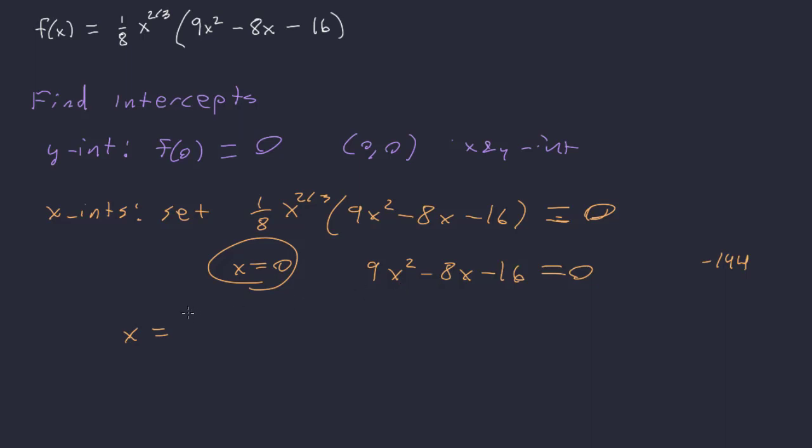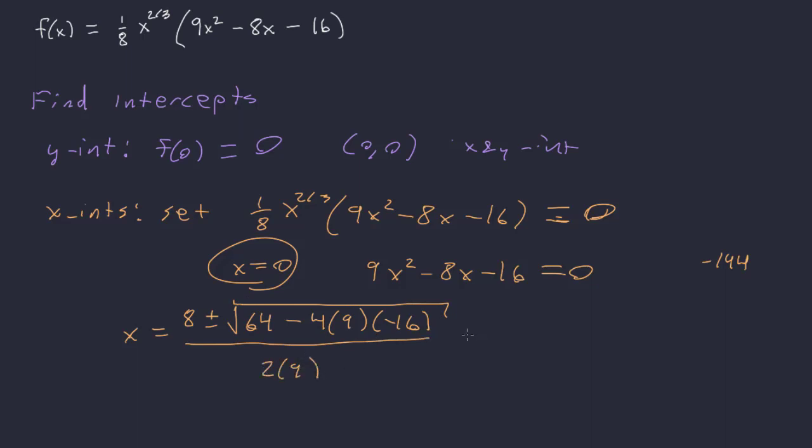So x is going to be negative b, so 8, plus or minus the square root of b squared, which will be 64, minus 4ac, all over 2a. All right, so that simplifies down to be 8 plus or minus the square root of 640 all over 18. 640, well, we can take a 64 out of that. So that will be 8 plus or minus, square root of 64 is 8, and so we'll be left with the square root of 10 all over 18.